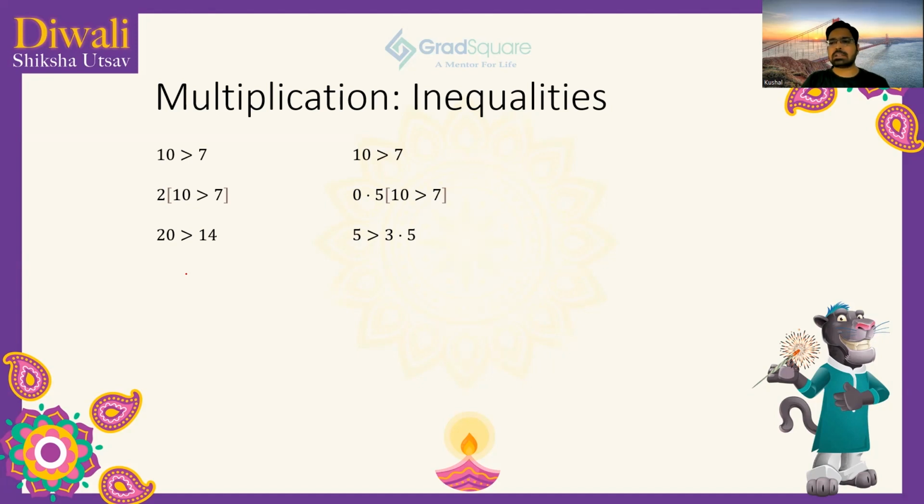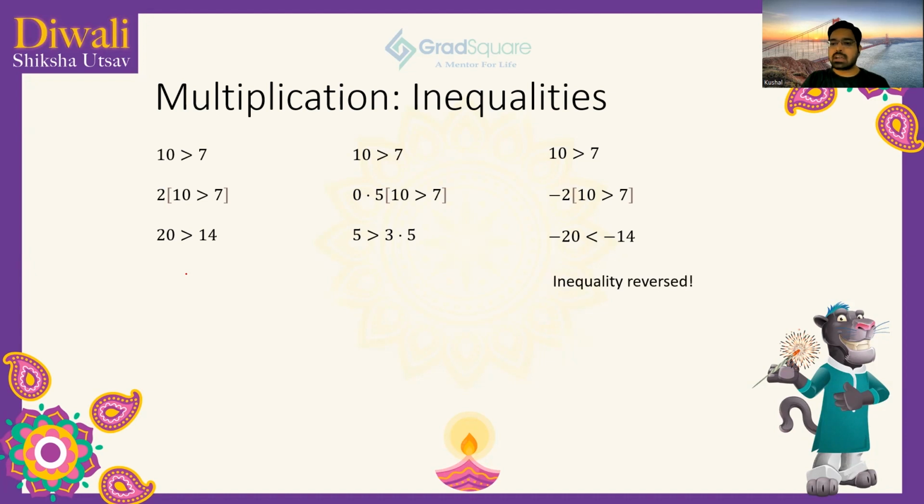Let's experiment with what happens when you multiply an inequality by a negative number. So 10 greater than 7, and let's multiply this inequality by minus 2. So what are you going to get? On the left hand side, you are going to get minus 20. On the right hand side, you are going to get minus 14. And which one is greater? Minus 14 is greater than minus 20.